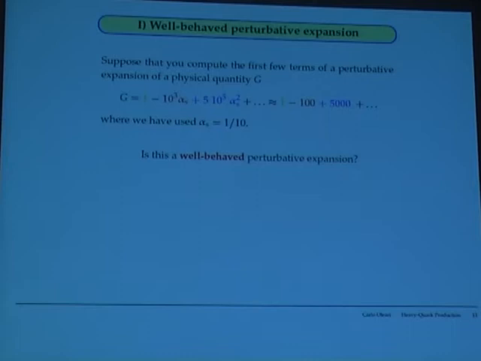So, time for a test, kids. Imagine that you have this quantity, and I'll use alpha strong equal to 1/10. I have a series that starts with 1. The second term is minus 100, so we go to minus 99. The third term is plus 5,000, so it goes to 4,000. Is this a well-behaved perturbative expansion?